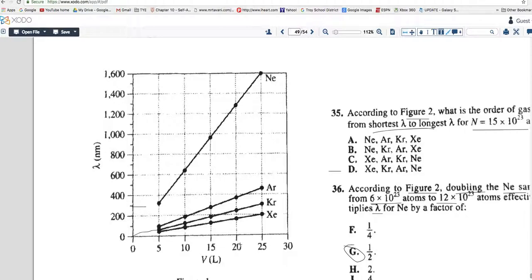No, the sign. The sign. Oh, the y? Lambda. What do I call this letter? Lambda. Lambda? Lambda, yep. Alright, so look at the lambda and how much longer AR is than XE.